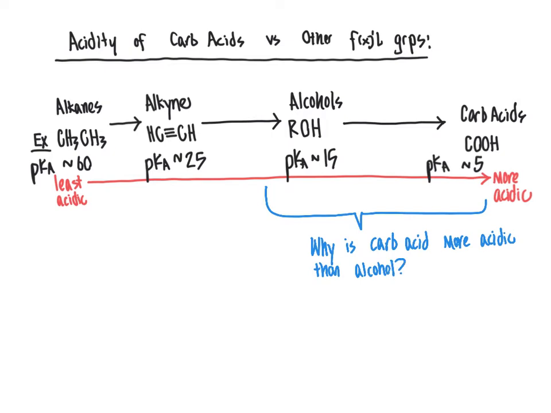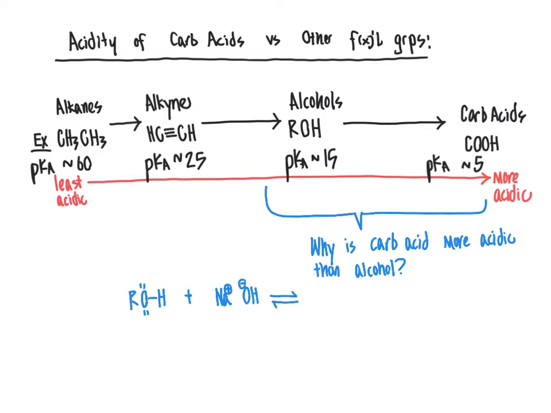Because in both cases, when we react with a base to lose a proton from an alcohol or a carboxylic acid, we're going to end up with an oxygen that has a negative formal charge. So, for example, if we have our alcohol molecule here, like so, we react it with a base. We'll say sodium hydroxide, which is Na+ OH-.